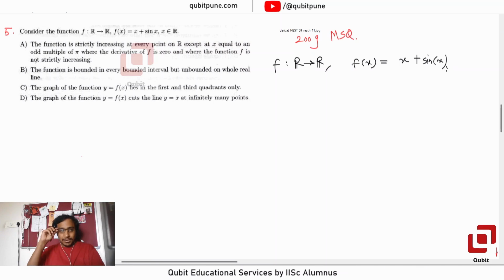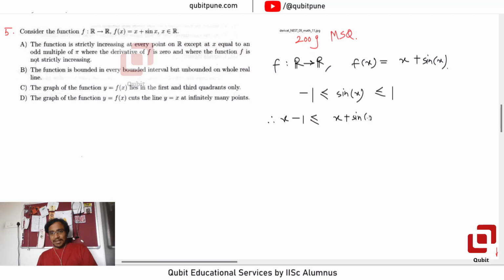Okay, look, I know that sine of x will always be between -1 and +1, correct? Sine of x will always be between -1 and +1, and therefore I can say that x minus 1 will always be less than or equal to x plus sine x, and x plus sine x in turn will be less than or equal to x plus 1. Have you got this?